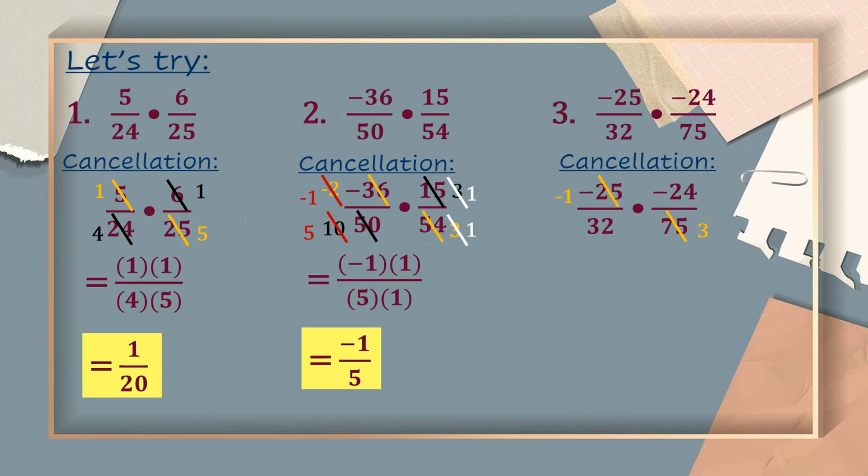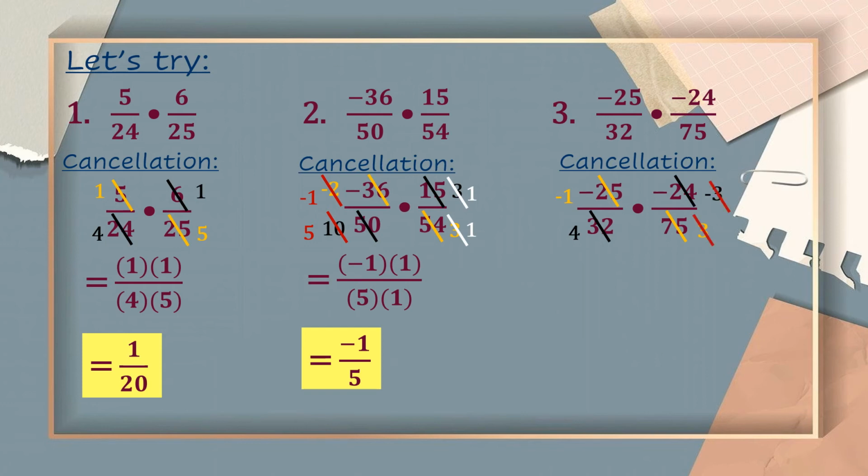Then, ang next pair naman ay si negative 24 at si 32. Pareho silang pwedeng i-divide ng 8. So, negative 24 divided by 8 is equal to negative 3. Then, 32 divided by 8 is equal to 4. So, sino pa ang pwedeng i-cancel? As you can see, we can cancel negative 3 and 3.